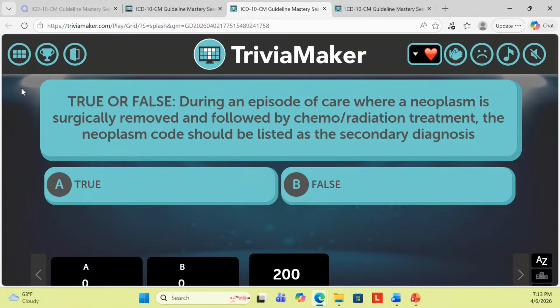While you guys are answering this, I know every time I look at the neoplasm guidelines, a lot of these guidelines are specifically geared towards sequencing. So you're definitely going to see a lot of sequencing true or false questions in here, because that is a lot of what makes up these neoplasm guidelines. But I'll still give you guys a few seconds for this one.